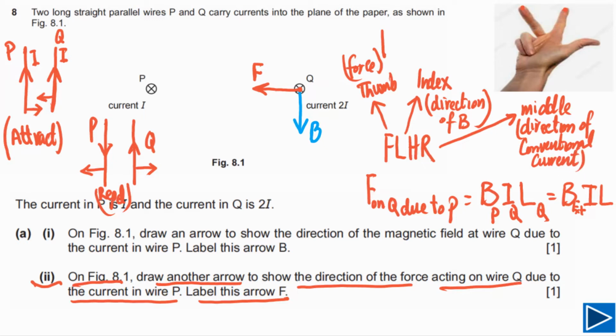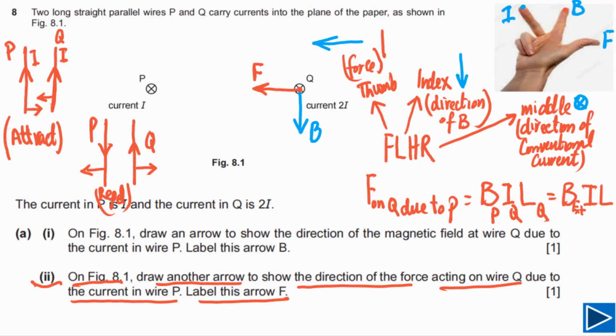Now for this question, we have the direction of magnetic field, index finger, downwards, and the current is into the page. So if we rearrange our fingers, index finger down and current into the page, the direction of force will be to the left. This one is the middle finger. So this is current, this is B, and this represents the direction of force.